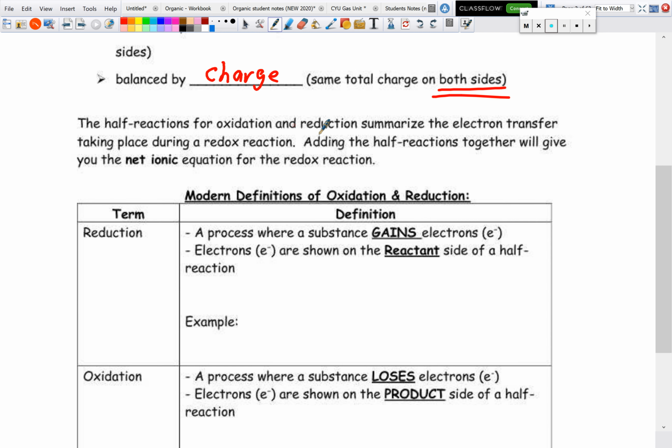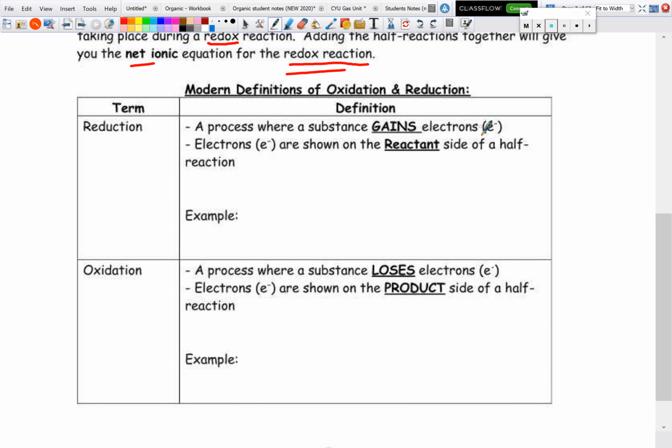Half reactions for oxidation and reduction summarize the electron transfer taking place during a redox reaction. And redox is just the term that we use for the reduction and oxidation half reactions getting added together. So adding half reactions together gives us the net ionic, or our redox, reaction. So what we have is reduction, the first one we're going to look at. Reduction is where a substance gains electrons. So electrons are shown on the reactant side of a half reaction.